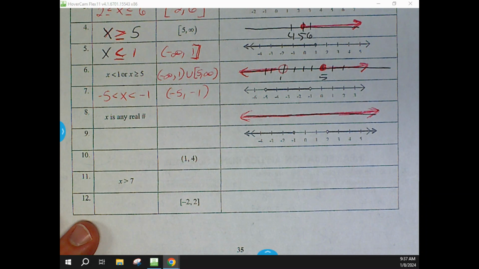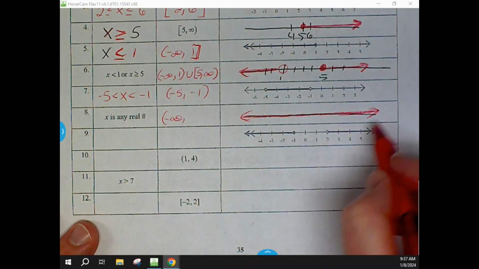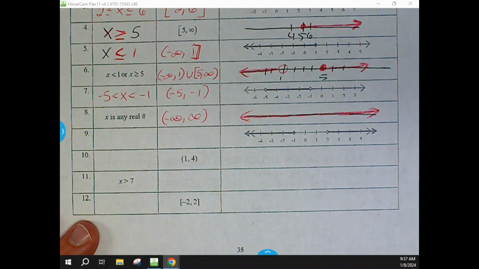You're like, well, what do we do for interval notation then? Well, tell me the lowest number. That's negative infinity. Highest number is positive infinity. So in that case, we're just going to go negative infinity to infinity.